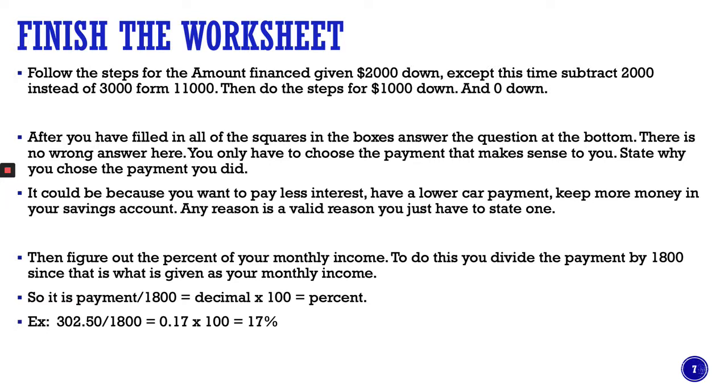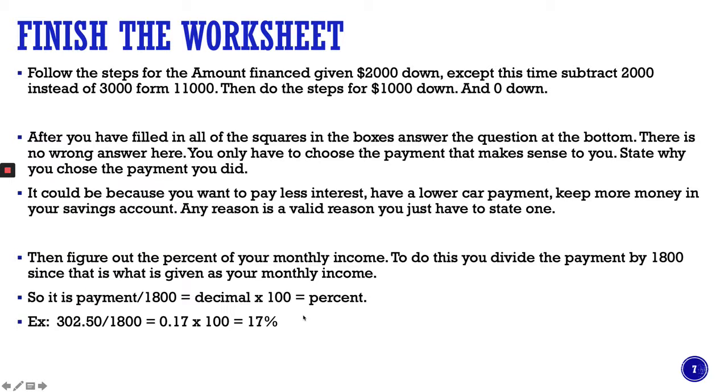Then figure out the percent of your monthly income, and to do this, you'll divide the payment that you choose by $1,800. Since in that bottom scenario, I tell you you're making $1,800 a month, and that's what is given to you. So whatever payment you choose, you'll divide it by 1,800. That'll get you a decimal. You can multiply it by 100, or as we've talked about, move the decimal place over 2 places, and that will get you your percent. So for an example, if I chose the very first payment we found, divided by 1,800, I'll get 0.17, moving that decimal place over 2 places, which is the same thing as multiplying by 100, I get 17%.